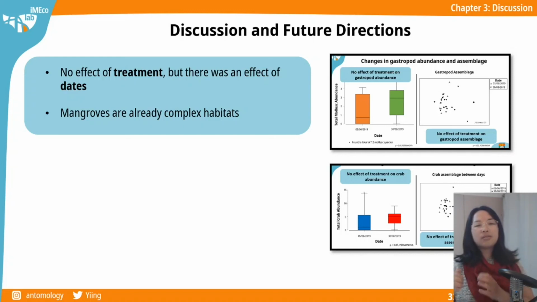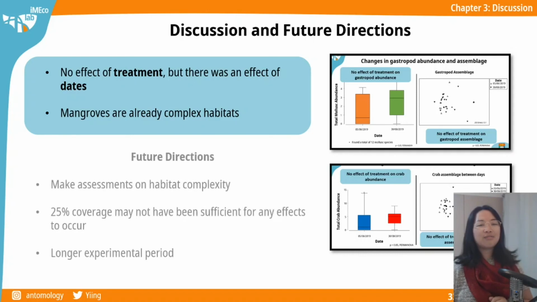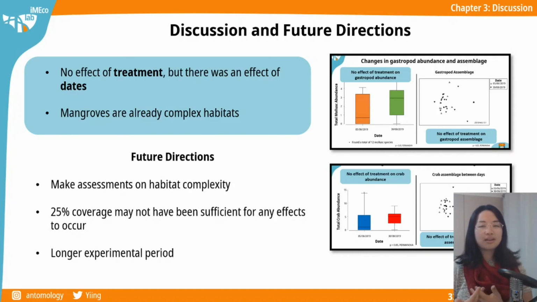And I think the reason why there wasn't a significant effect again on treatment was that mangroves are pretty complex habitats anyway. So I think for future research, what needs to be done is there needs to be an assessment on habitat complexity before you begin your survey, to really see how much rubbish needs to be added to actually cause a significant effect on habitat complexity.